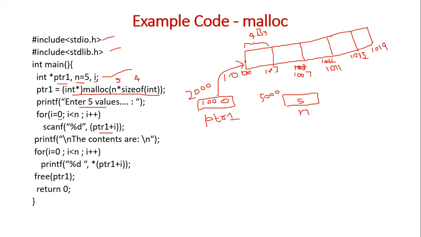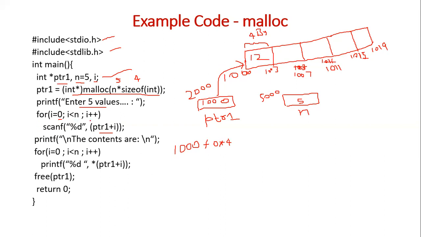So initially what is i? i is 0. What is ptr1? 1000. So what is 1000 plus 0? 1000 plus 0 is 1000. That's it. Of course, the scaling factor is there. Scaling factor is 4 because it's integer. So 1000 plus 0 into 4 is 1000 only. So the first value, whatever the input the user gives, that will go into this location, 1000 to 1003. So the first input is 12.